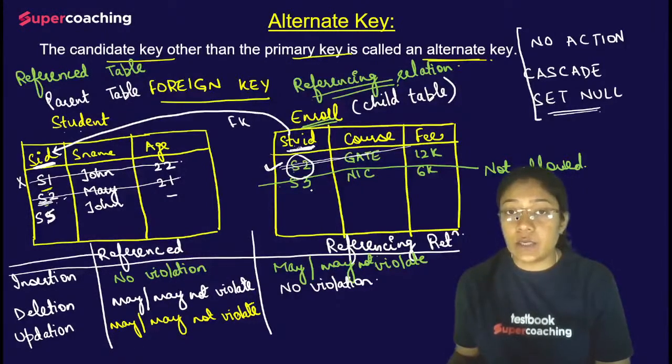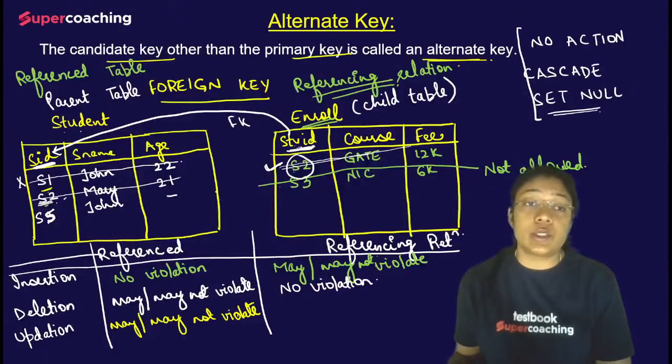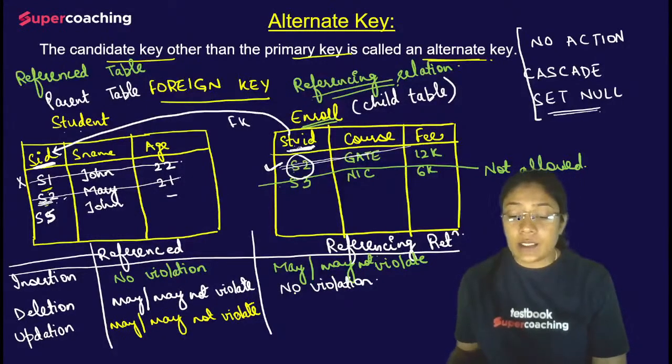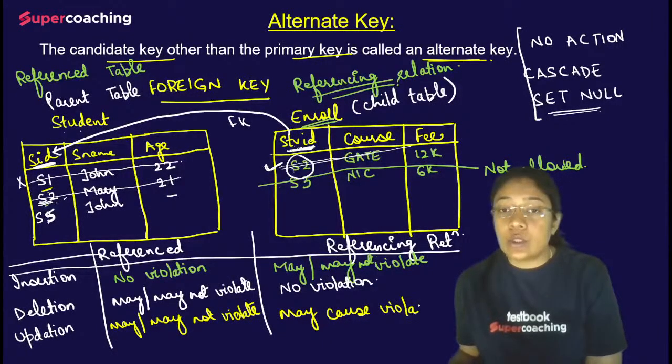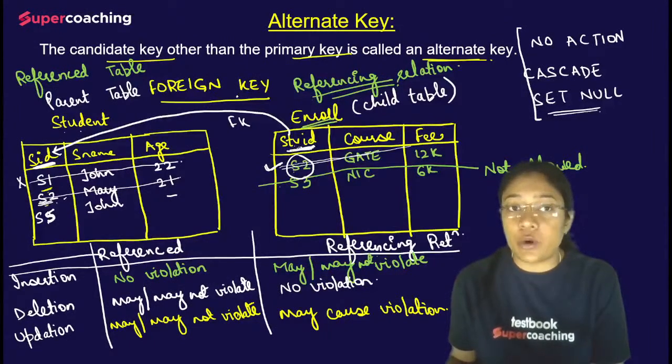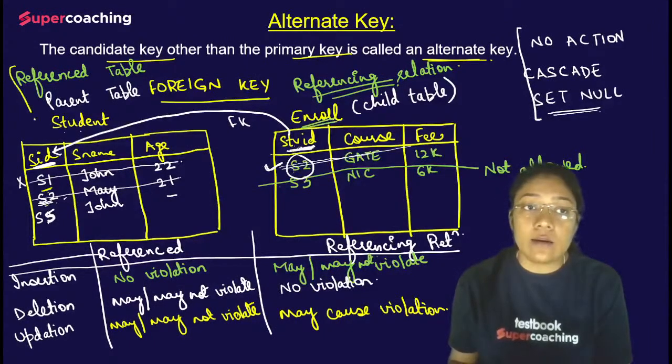Similarly, in the referencing relation, if you are changing the value, you are updating the value in the child relation, then it might have to be updated in the parent relation, may cause violation. So these are the referential integrity constraints, and this is the concept of the foreign key. So these are the main terms.